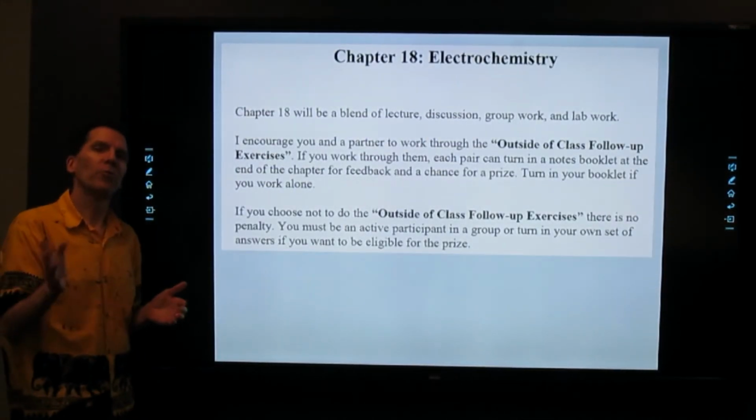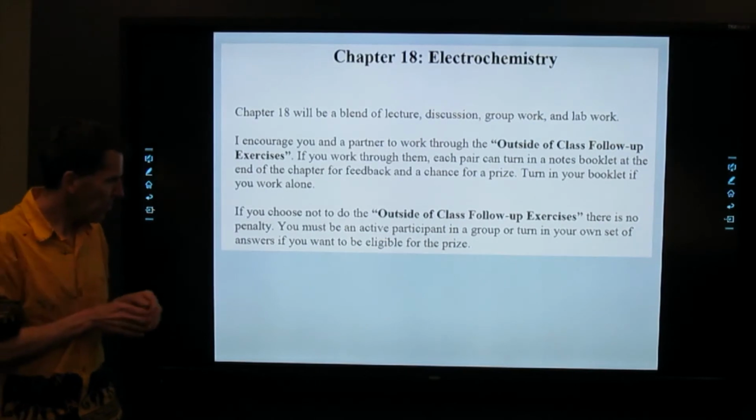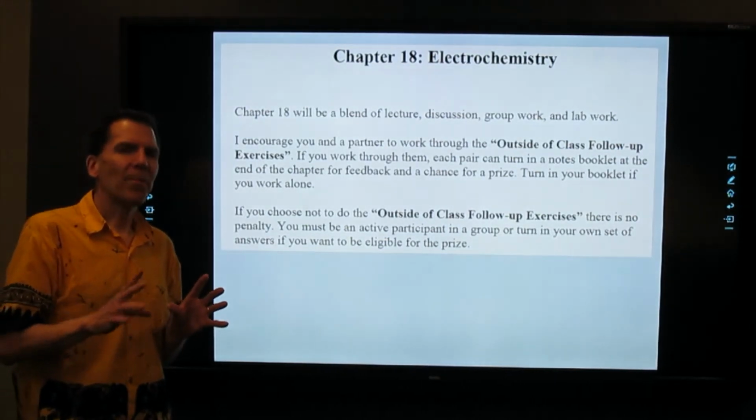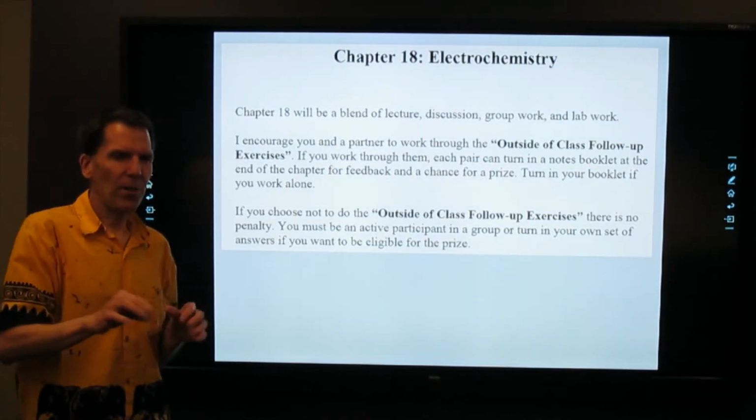The first thing you'll notice when you start looking through the notes booklet is that this chapter has a lot of group work in it. I'm going to work through the stuff, and you can follow along with me.